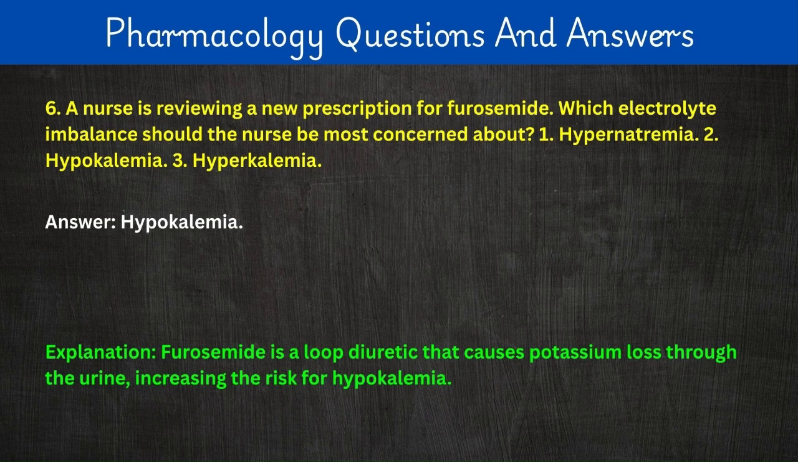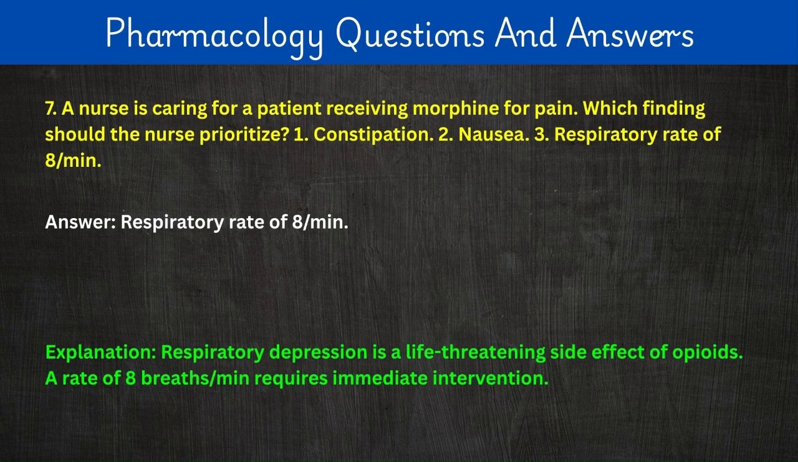6. A nurse is reviewing a new prescription for furosemide. Which electrolyte imbalance should the nurse be most concerned about? 1. Hypernatremia. 2. Hypokalemia. 3. Hyperkalemia. Answer. Hypokalemia. Explanation. Furosemide is a loop diuretic that causes potassium loss through the urine, increasing the risk for hypokalemia.